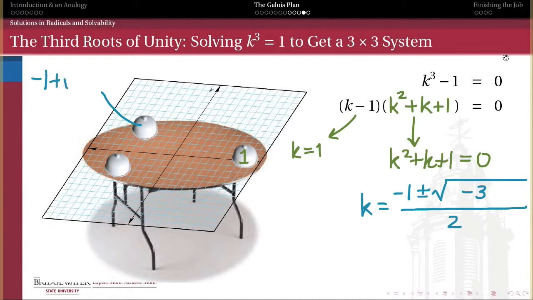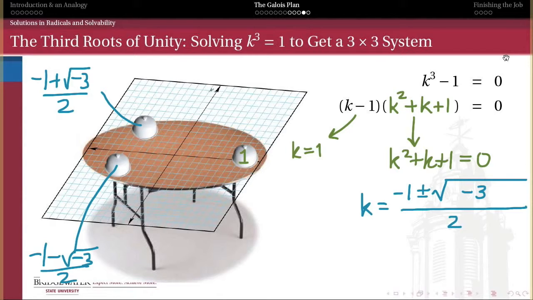Negative 1 plus radical minus 3 over 2. And on the other hand, negative 1 minus radical negative 3 over 2. And so there are my three solutions to k to the third power equals 1.